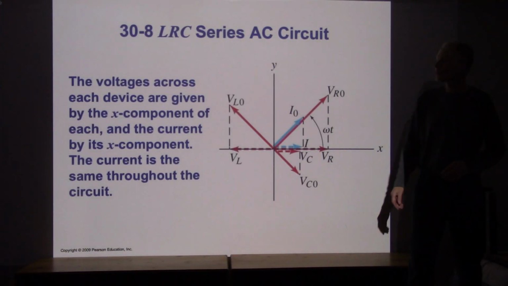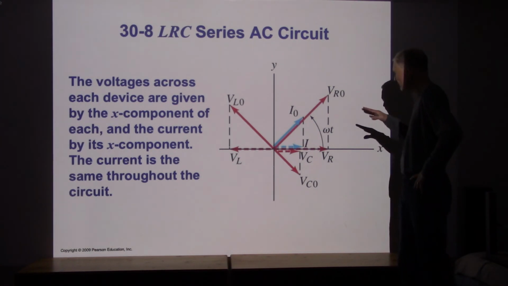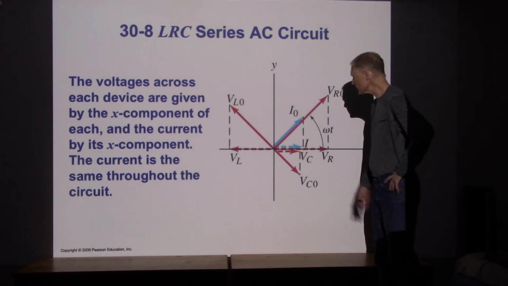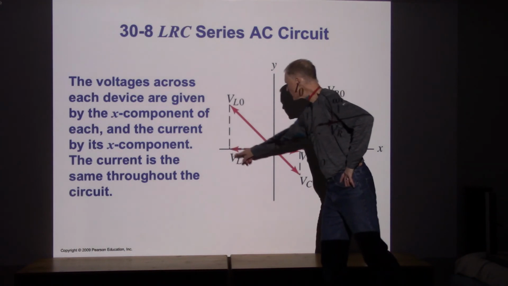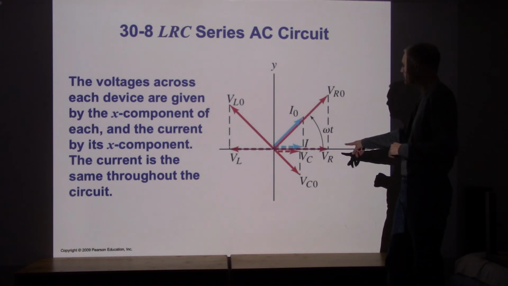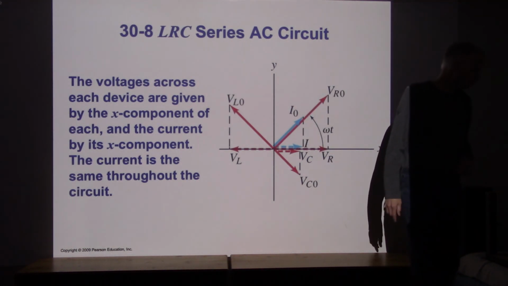There it is. So here, very same diagram, and what I've done is identify, right at this instant, the voltage across the resistor, the voltage across the capacitor, the voltage across the inductor, which is opposite to the capacitor, and the resistance at this instant. And then the current is right there.